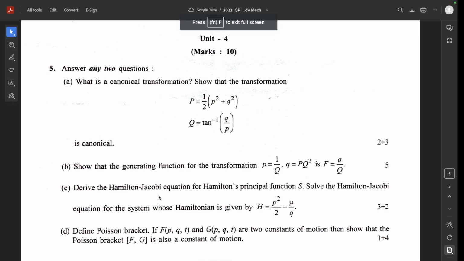Question 5a. What is a canonical transformation? Show that the transformation P = (p² + q²)/2, Q = tan⁻¹(q/p) is canonical.